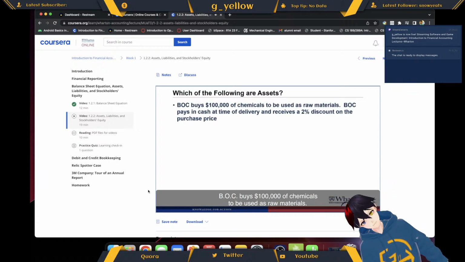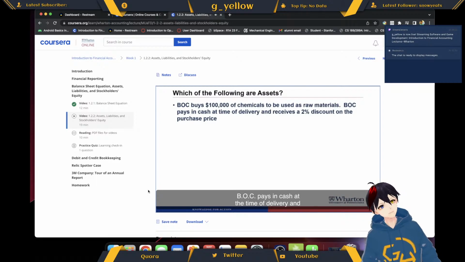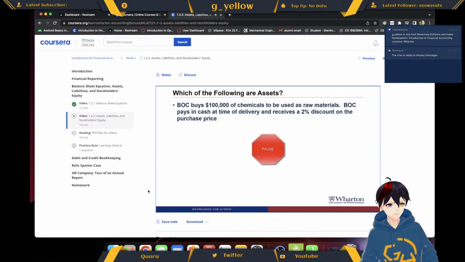BOC buys $100,000 of chemicals to be used as raw materials. BOC pays in cash at the time of delivery and receives a 2% discount on the purchase price. The chemicals.